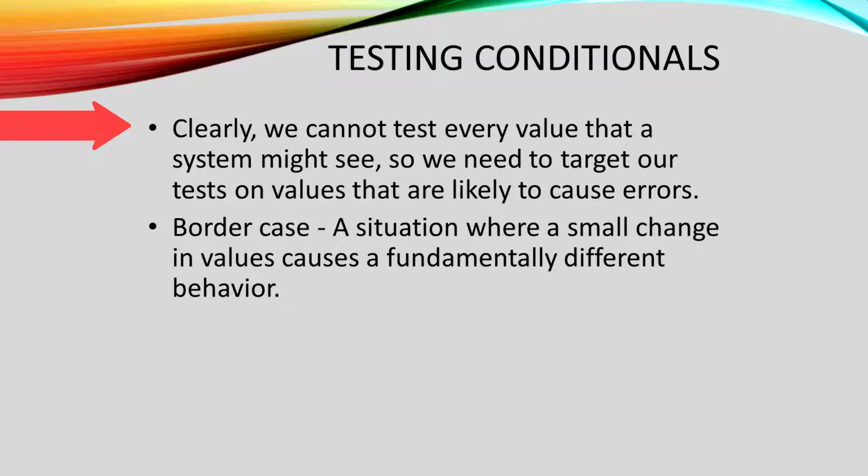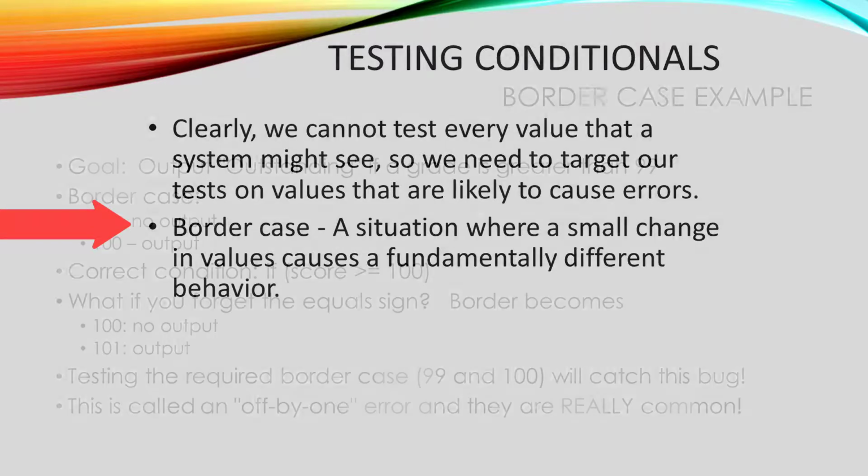In order to maximize the probability of catching an error, we want to test the situations that are most likely to be broken. For conditionals, we use the concept of border cases to find those situations. A border case is a situation where a small change in values causes a fundamentally different behavior. We're going to test both sides of that border because that's where the bugs usually are.